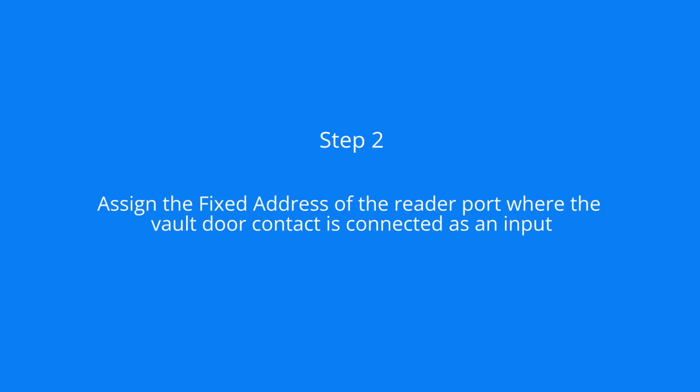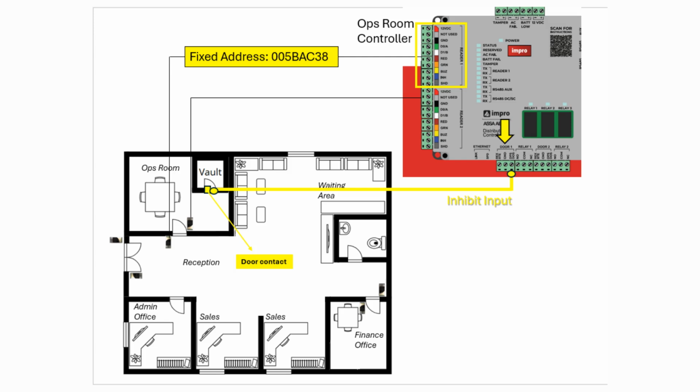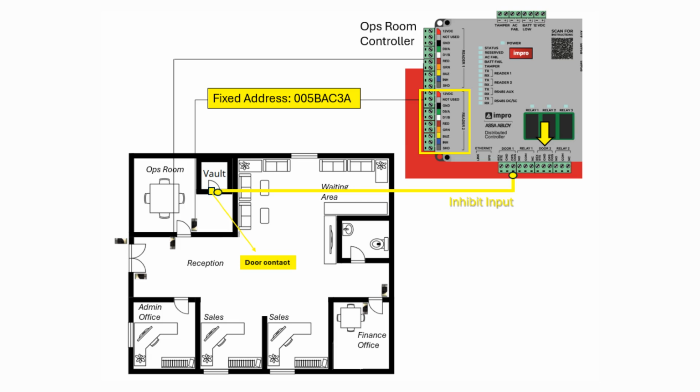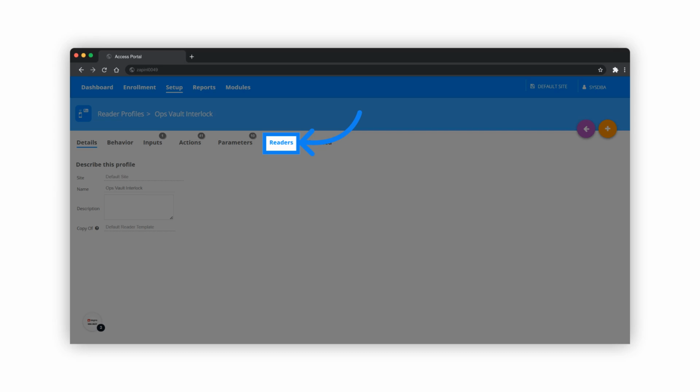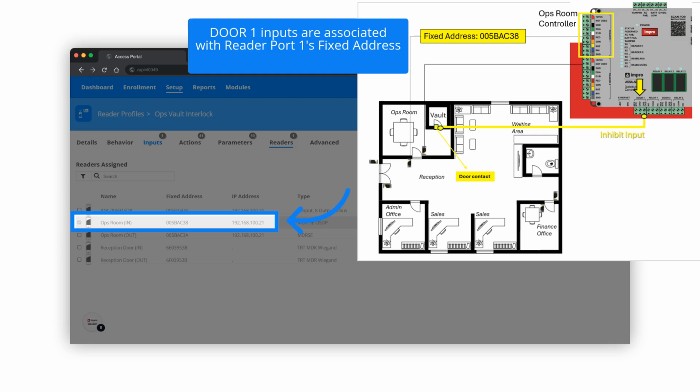Step 2. Assign the fixed address of the reader port where the vault door contact is connected as an input. Each reader port has dedicated inputs. Door 1 inputs are associated with the Reader 1 port, and Door 2 is associated with the Reader 2 port. Click on the Readers tab. With the vault door contact successfully connected to Door 1 input, the access control system can now determine the contact status. Select the correct reader port fixed address.